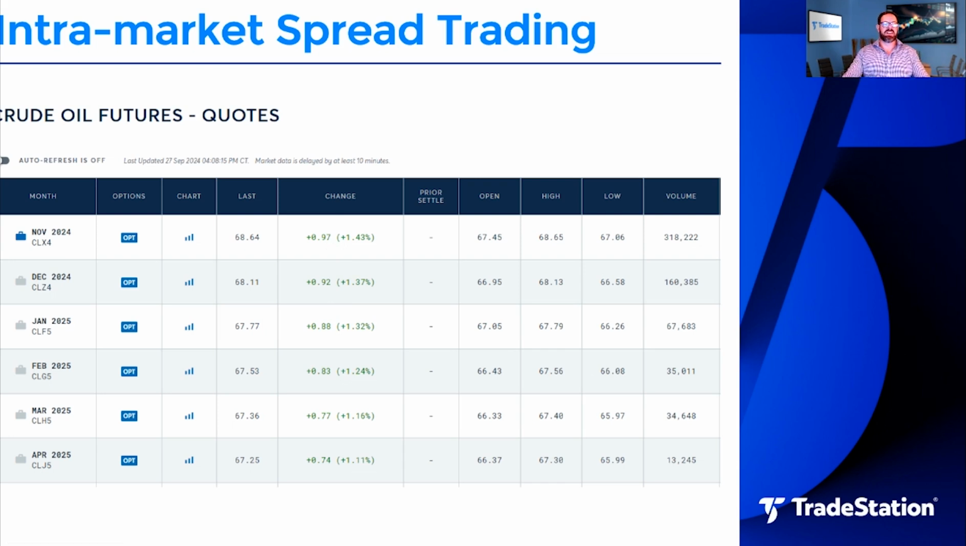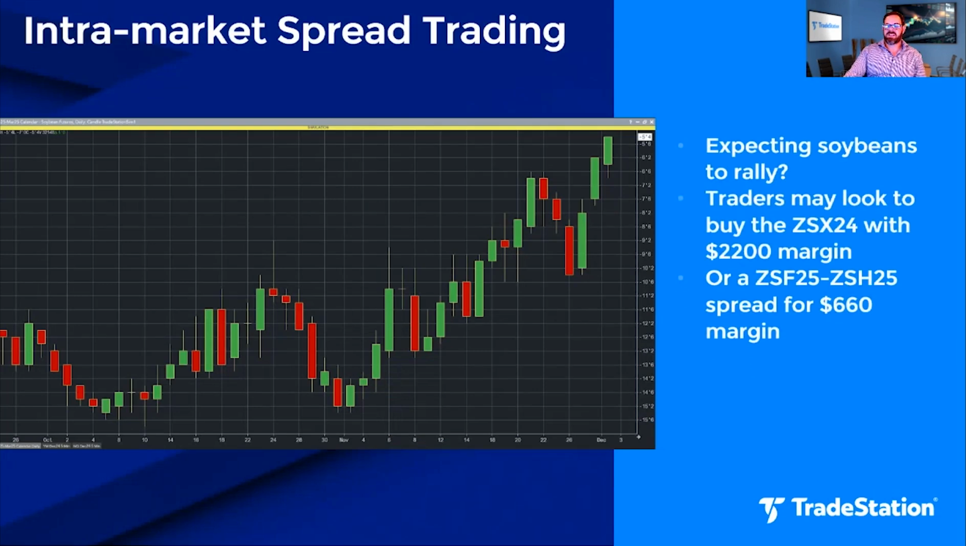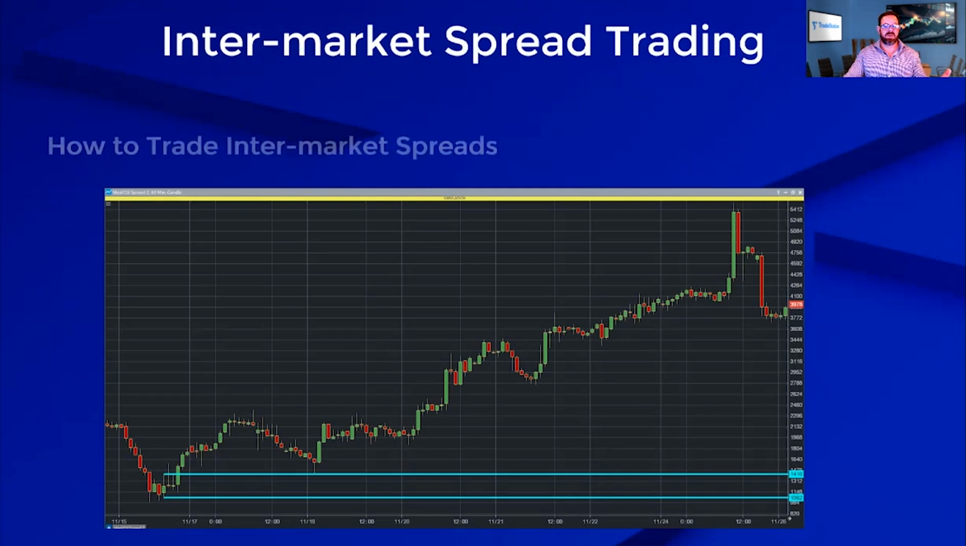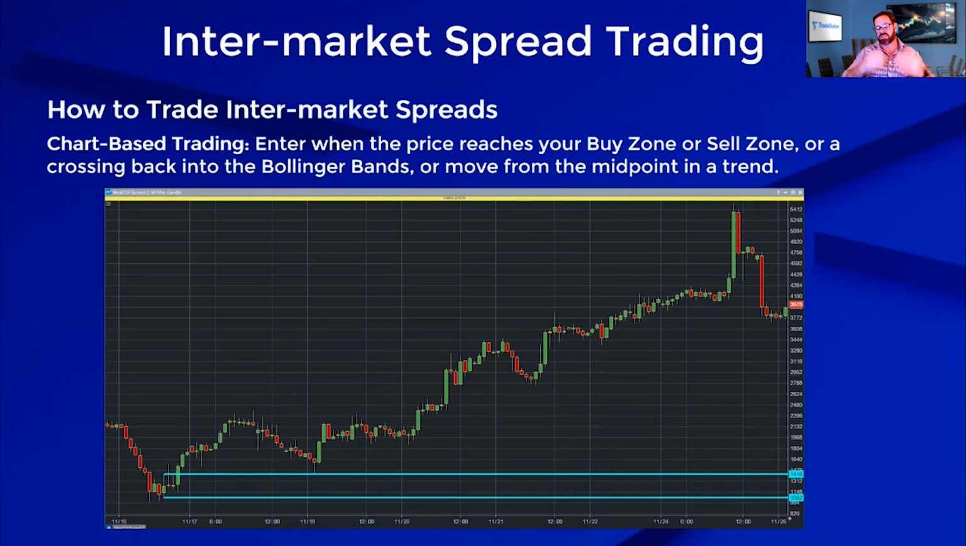Spreads are usually traded not necessarily intraday, but over multiple days, sometimes even months. So in this case, you could do an intra-market spread on soybeans. If you're expecting soybeans to go up in price, you could buy the front month contract with the margin needed. In this case, it was $2,200 at the time, or you could trade a bull spread. And the spread was only $660 margin. Again, less risk, less profit. But the moves are going to be, percentage-wise, pretty good. You can possibly even make a better rate of return using less capital.